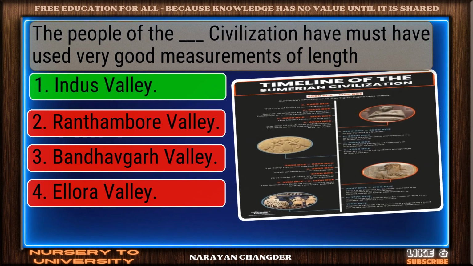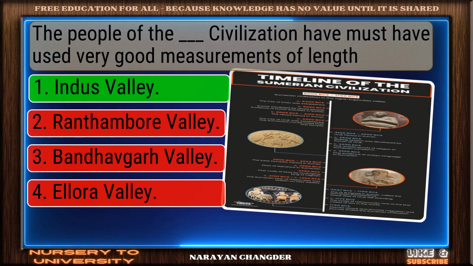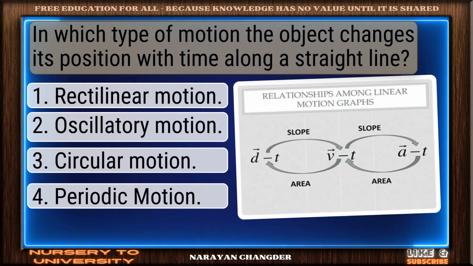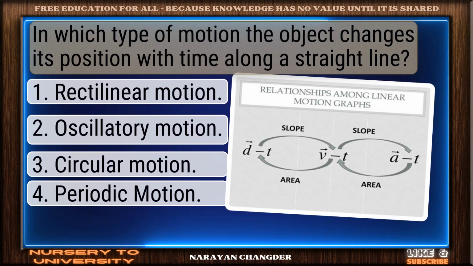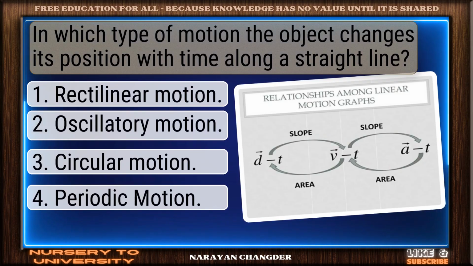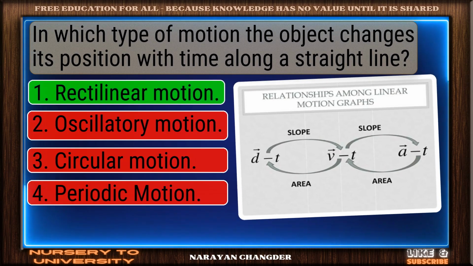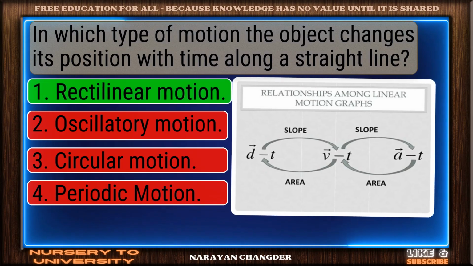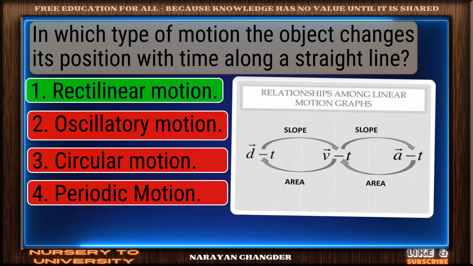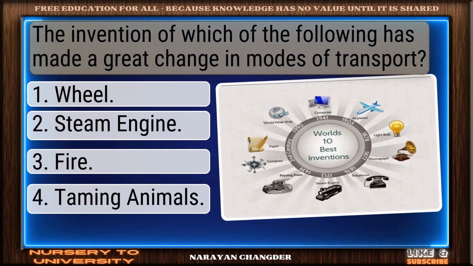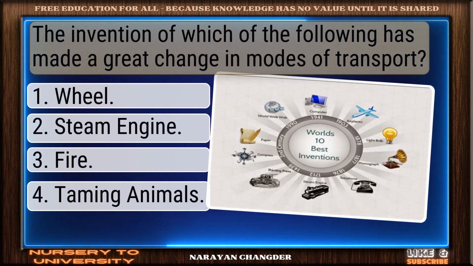Correct. Indus Valley is the right answer. In which type of motion does the object change its position with time along a straight line? Nicely done. Rectilinear motion is a solid answer. The invention of which of the following has made a great change in modes of transport?